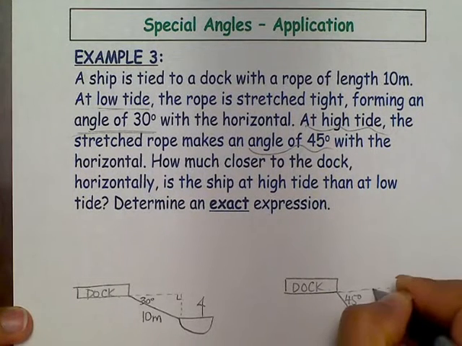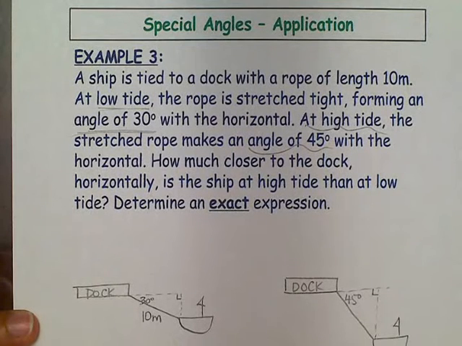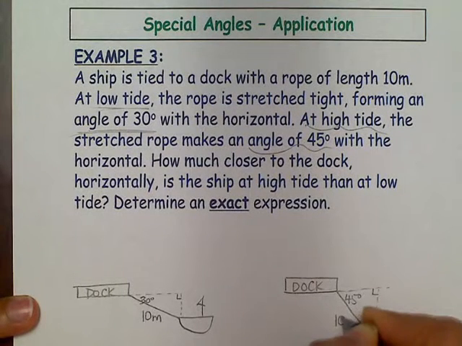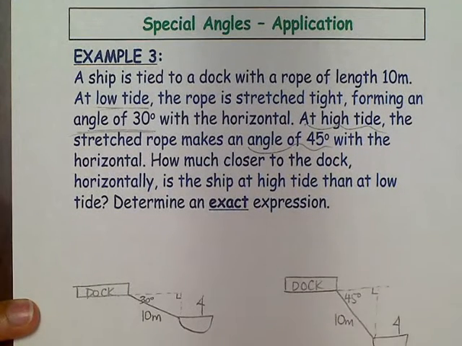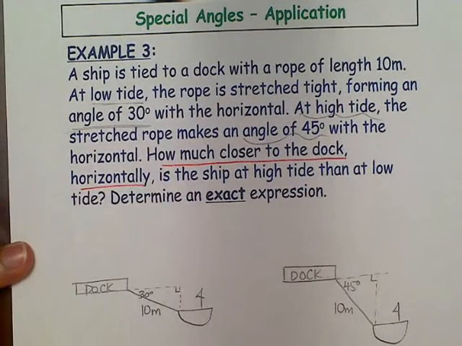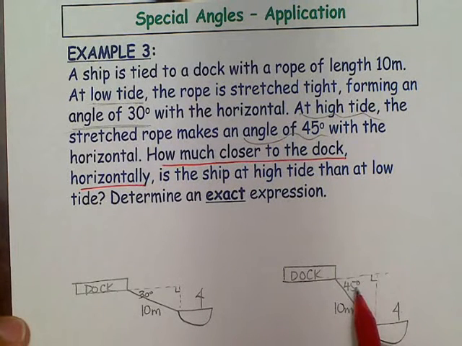And then here's the right angle that I'm going to make into a triangle. Okay, so there's the picture that I have in there. Now the other thing I want you to notice is that this rope is still 10 meters. And what we're trying to figure out is how much closer to the dock horizontally is the ship at high tide than it is at low tide.